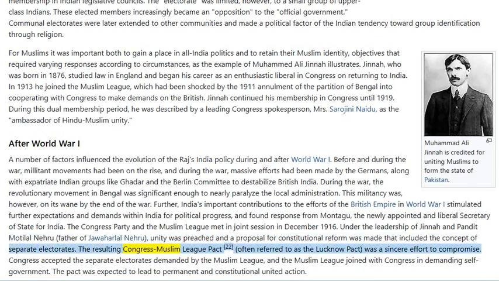The resulting Congress Muslim League Pact of 1916, often referred to as the Lucknow Pact, was a sincere effort to compromise. Congress accepted the separate electorates demanded by the Muslim League, and the Muslim League joined with Congress in demanding self-government. The pact was expected to lead to permanent and constitutional united action.